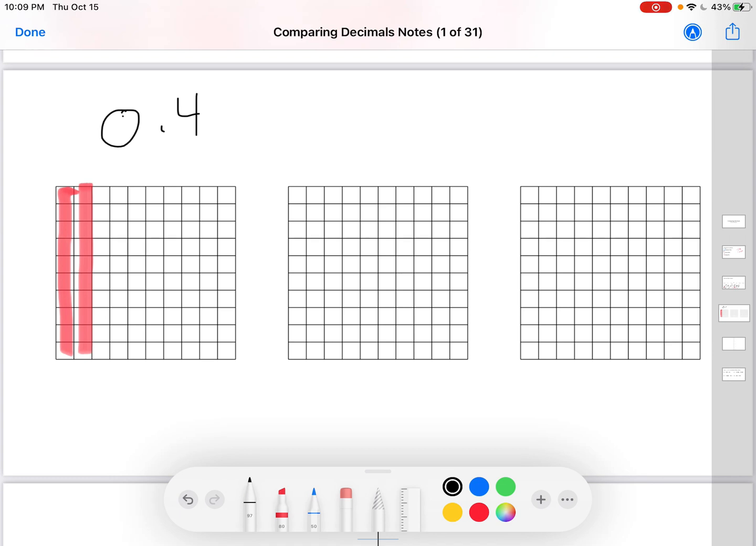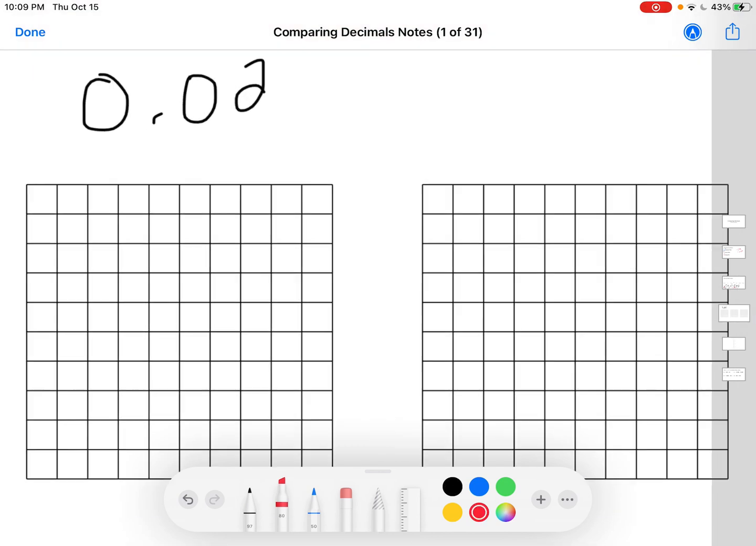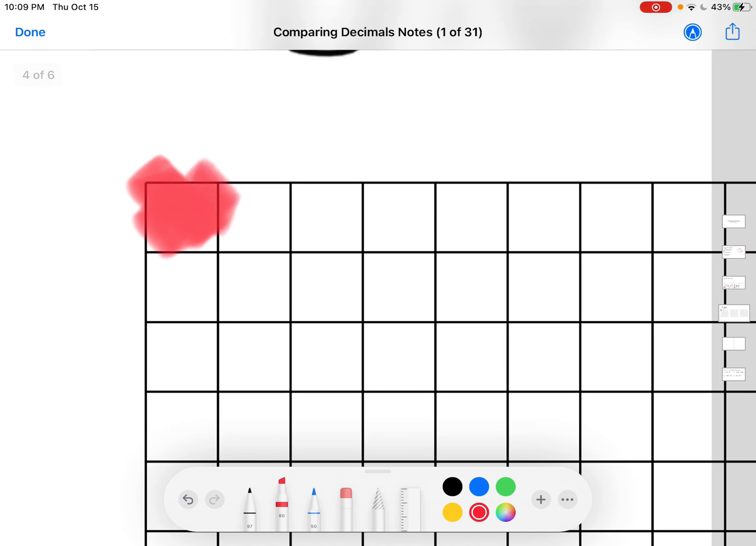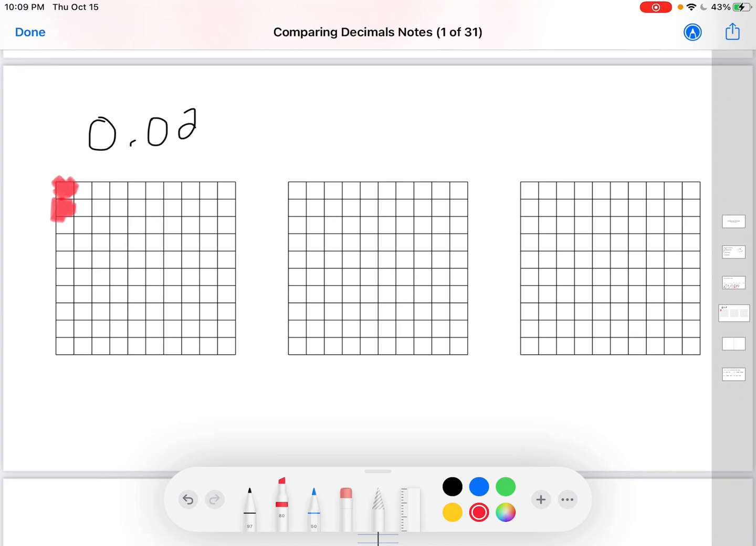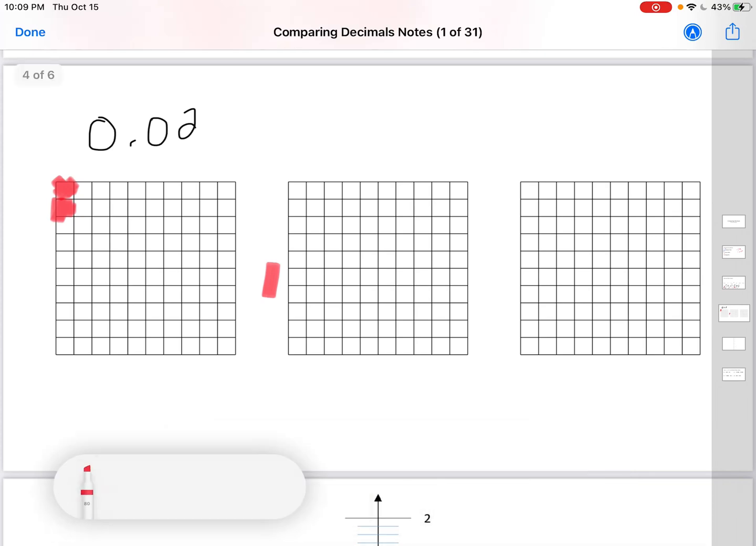If I wanted to do 0.4, that would be 4 tenths. 1, 2, 3, 4 tenths. That would be 4 tenths. But what are the little ones for? Well, as I said, there are 100 little teeny tiny squares in this. So each of them is 1/100th. So if we had 0.02, that would be 2 of these little tiny pieces. 1, 2. That would be 2 hundredths because it's 2 out of 100 little teeny tiny squares.